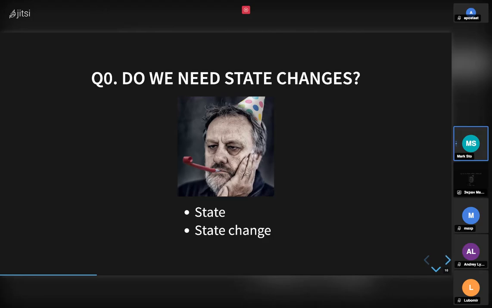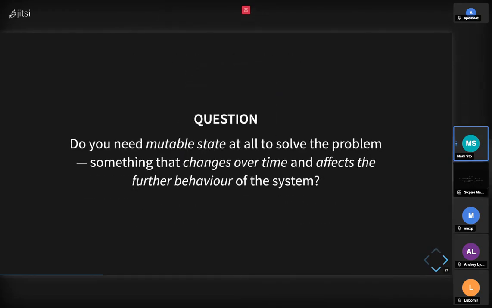What is state? It's some information whose value affects future system behavior. What is a state change? It's an operation after which, in subsequent steps, the system may behave differently because of the new value of that state. A good metaphor here is: new value is new world. To save on tokens, a state that changes over time we'll call simply mutable state. So the question here is, do you need mutable state at all to solve the problem?